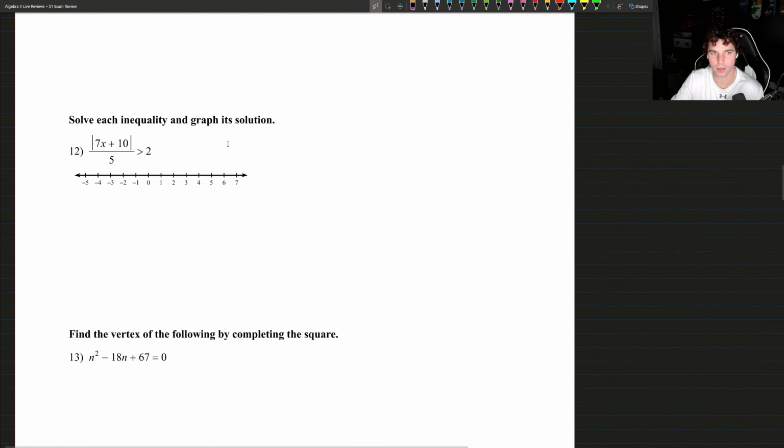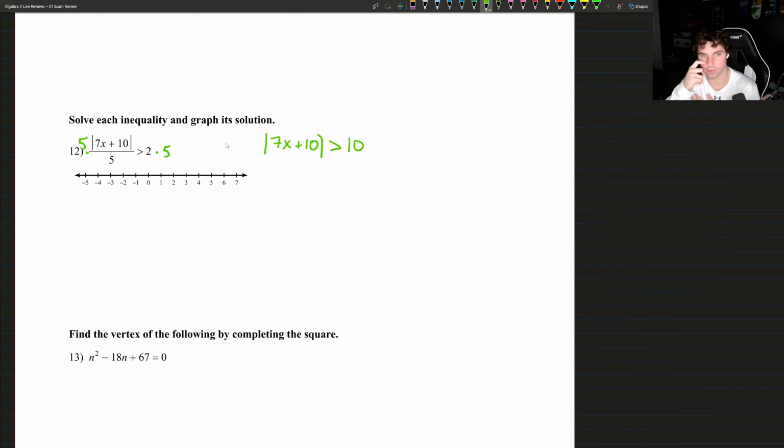Okay, solve each inequality and graph its solution. So with this, you treat it as algebra first, right? We want to get 7x plus 10 by itself. In order to get it by itself, we need to multiply by 5 on both sides. In order to get this 5 out of the denominator, we multiply by 5 up top. And what we do to one side, we have to do to the other. So when we do that, we get the absolute value of 7x plus 10 is greater than 10.